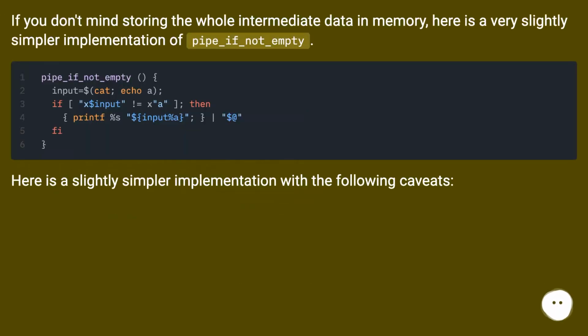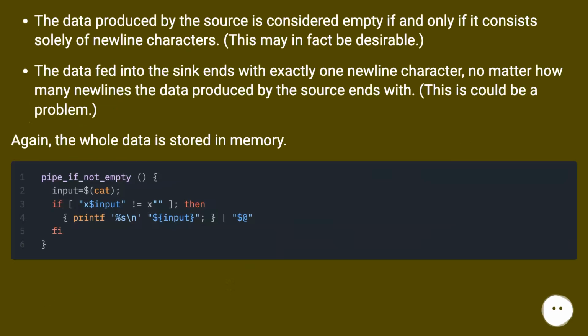If you don't mind storing the whole intermediate data in memory, here is a very slightly simpler implementation of pipe_if_not_empty. Here is a slightly simpler implementation with the following caveats. The data produced by the source is considered empty if and only if it consists solely of new line characters. This may in fact be desirable.